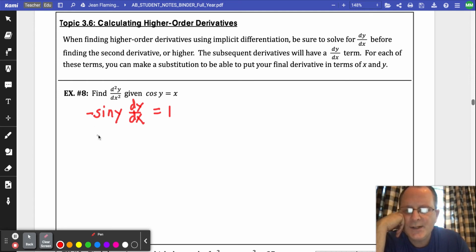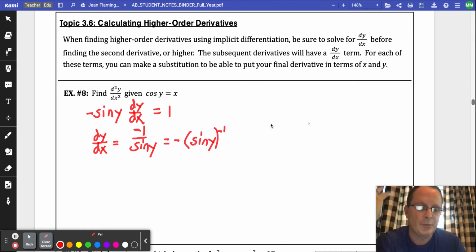All right, and the way Gene worked it at this point was to call dy dx negative 1 over sine y. Well, not really leave it like that. She went negative and then called it sine y to the negative 1 power, and then took the derivative of that.